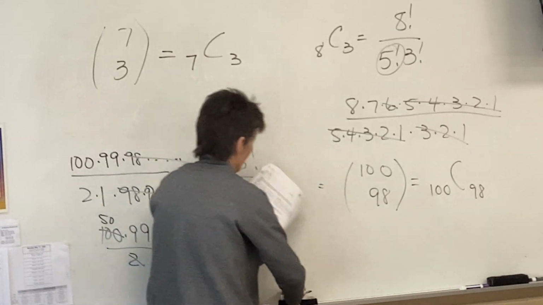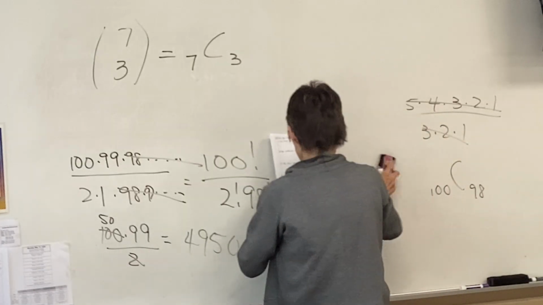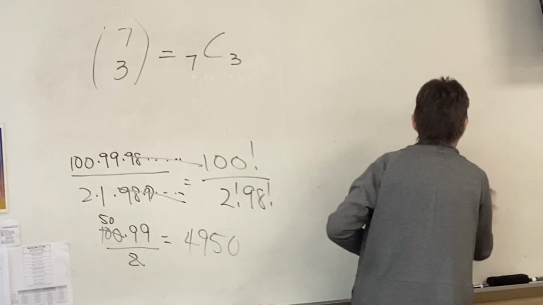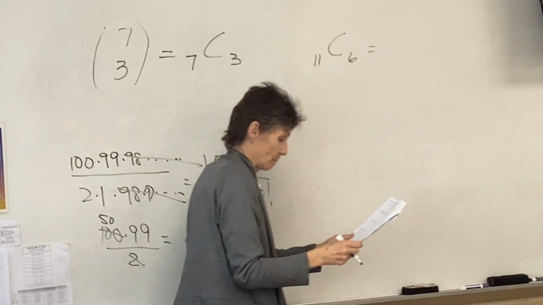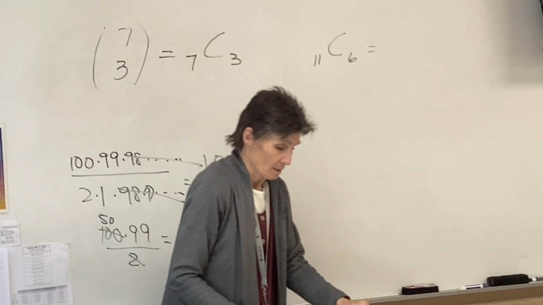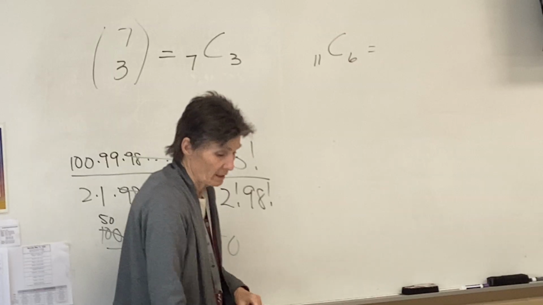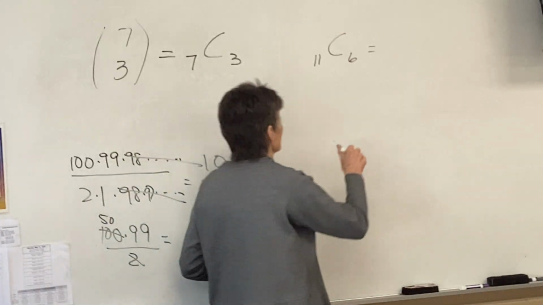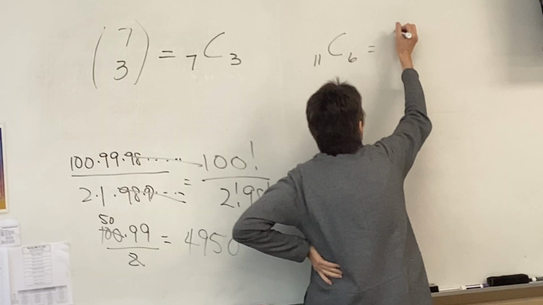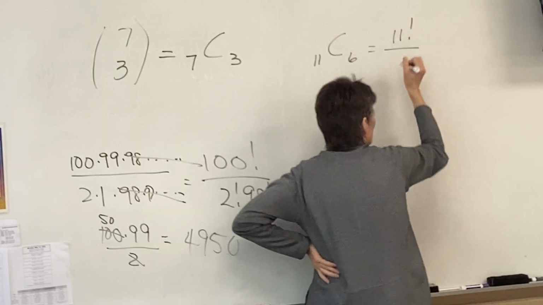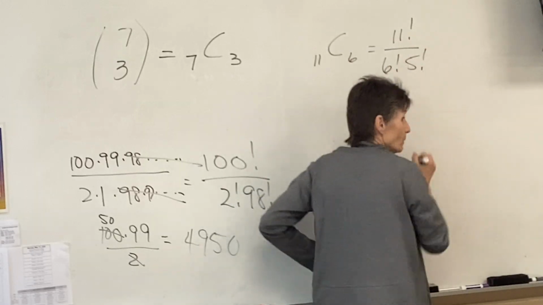All right, one more. Oh, there's a couple more, I guess, on the next page. All right, let's do 11C6. So start with your formula. What is your formula for 11C6? 11 factorial over 6 factorial, 5 factorial.